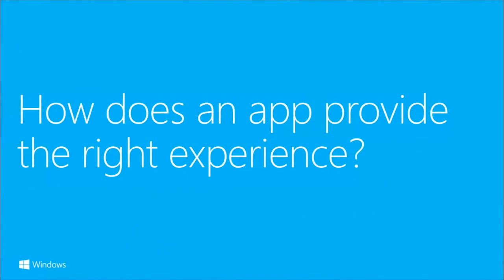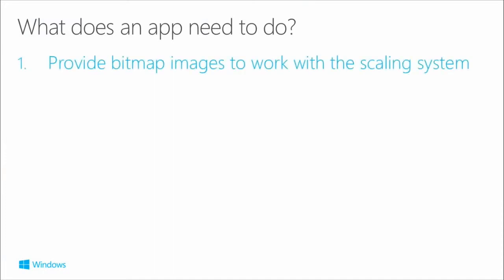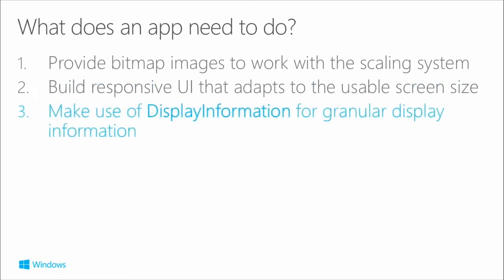How does an app provide the right UI experience on a given device? First of all, we need to make sure that our bitmap images are working with the scaling system. We want to make sure that we have the right high resolution content for the right high resolution devices. We need to build a responsive UI that adapts to that usable screen size. We want a UI that's going to give more space where it has more space, and maybe even hide elements where there's not enough room to show them.